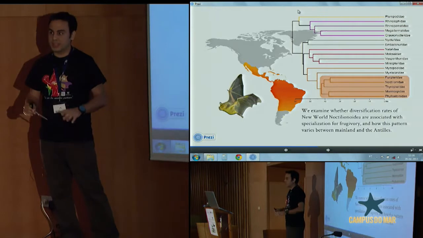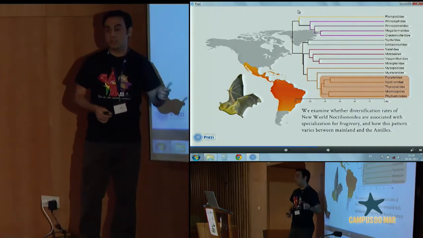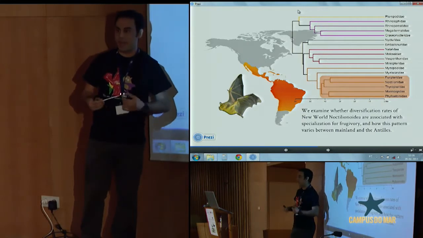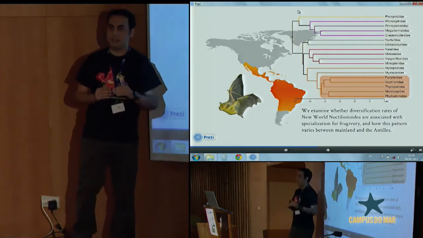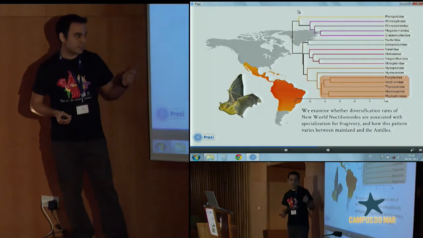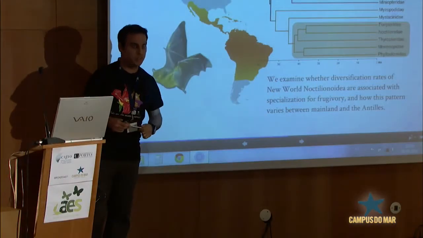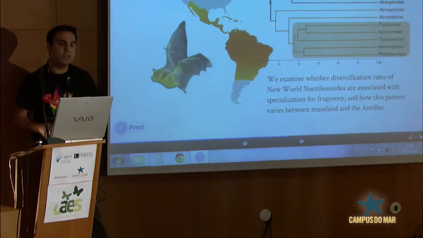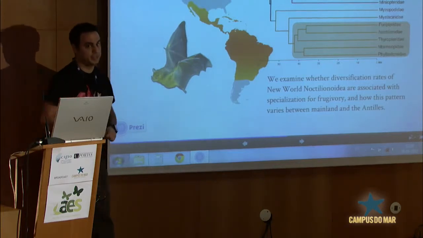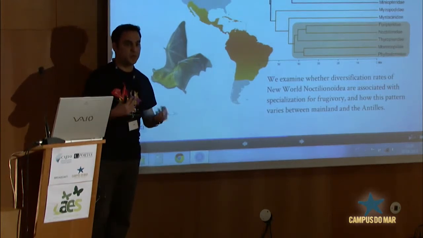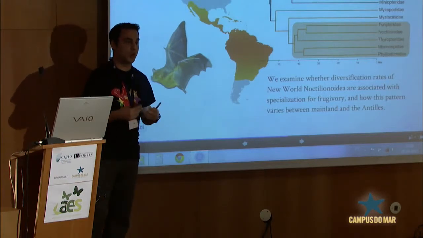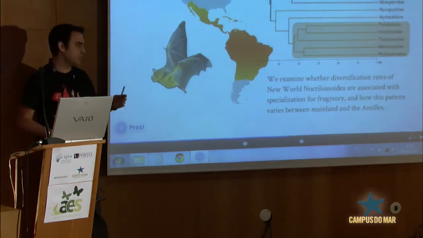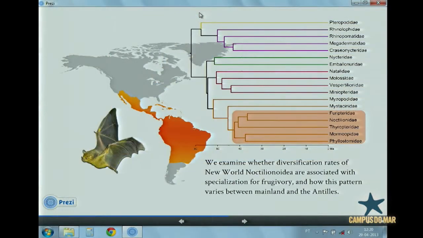Also, at the local level, phyllostomids co-occur with other noctilionoid bats from other families, which are animal-eating bats. And this provides a very interesting both geographical and evolutionary framework to test whether diversification rates are associated with specialization for frugivory and how this pattern varies between mainland and the Antilles. In this case, we expect to find a different outcome of this relationship because on islands, in general, species tend to have broader niches and higher extinction rates than their mainland counterparts. So, what we did and what we found in our work.